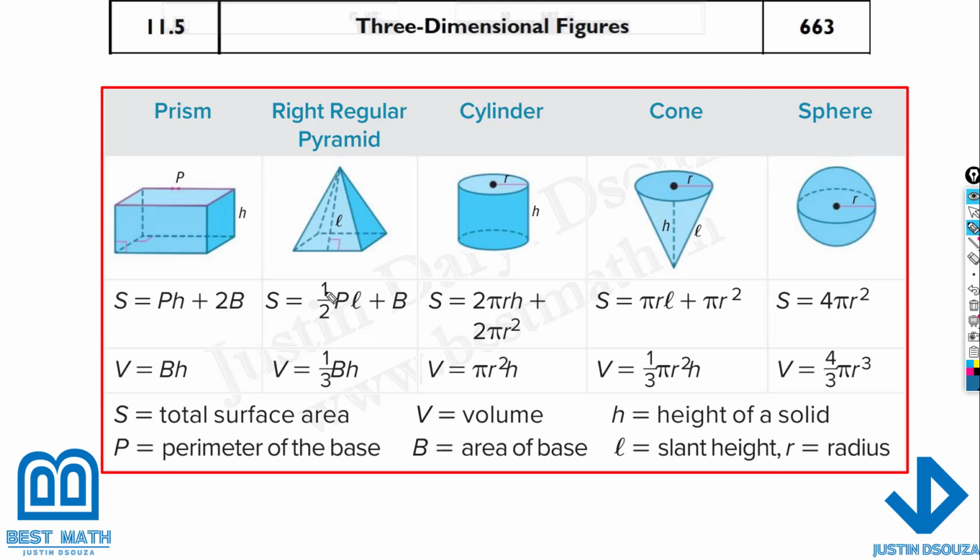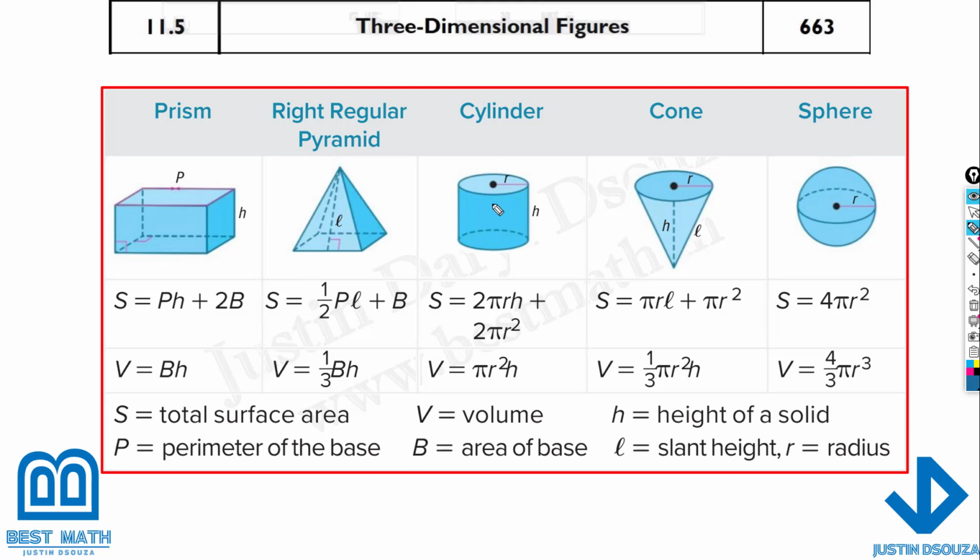What about P? P is the same thing. It will be the perimeter of the base. Here it is a rectangular or square base. Depending on the shape, you have to find the perimeter. B will be the area of the base. About volume, just divide by 3 here. So it's 1/3 of base times height. Prism and pyramid are similar to each other.